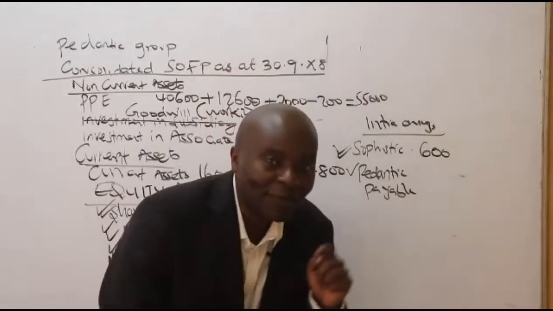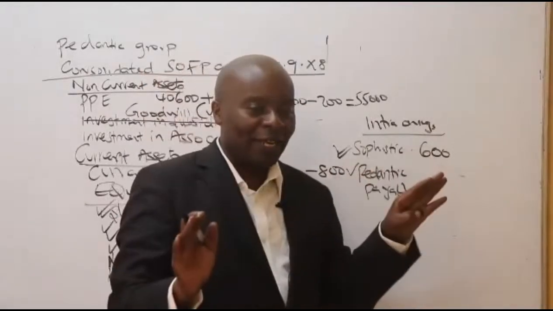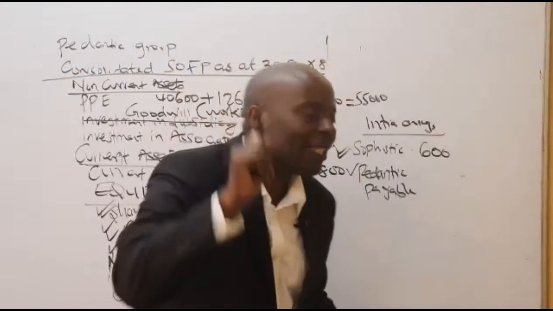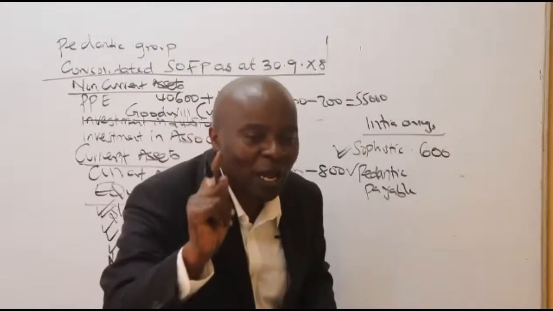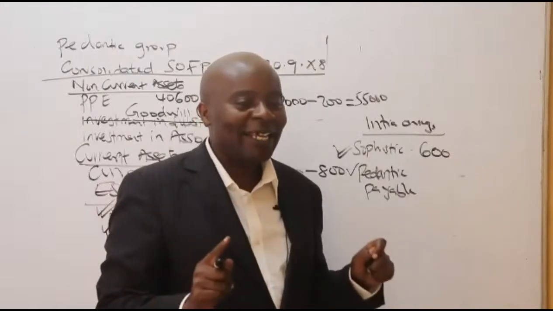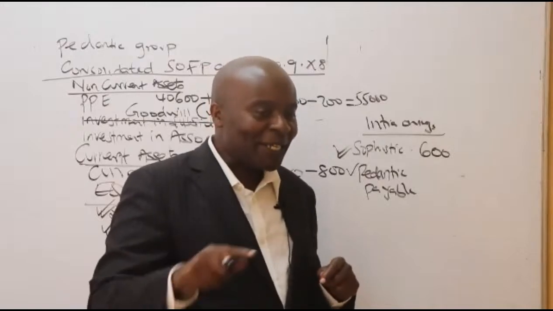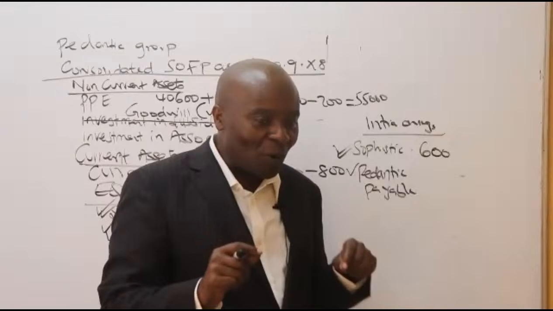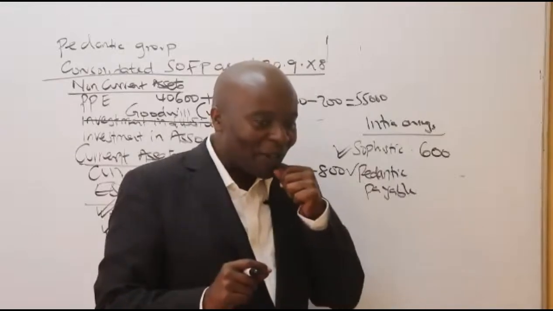Remember, Pedantic initially started from the same 600. But Pedantic has sent some money which has not yet hit the books of Sophistic. Pedantic has already paid some money, which is 200. So currently, how much does Pedantic owe?